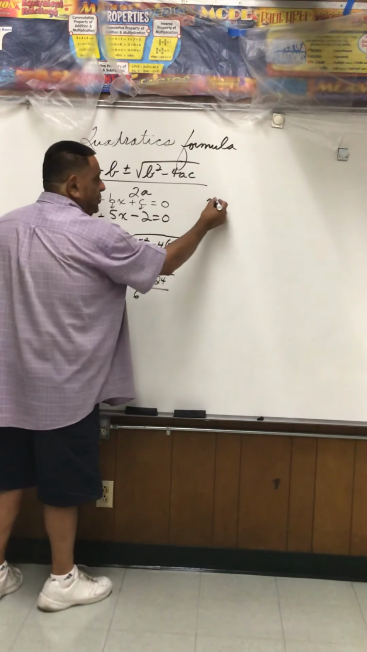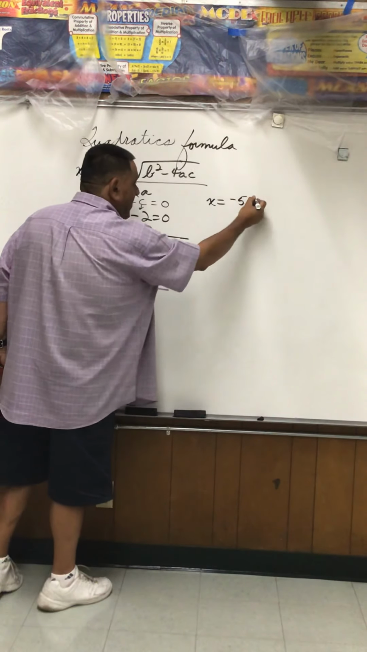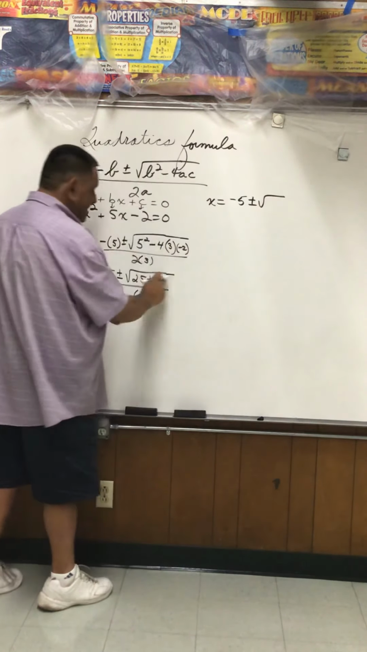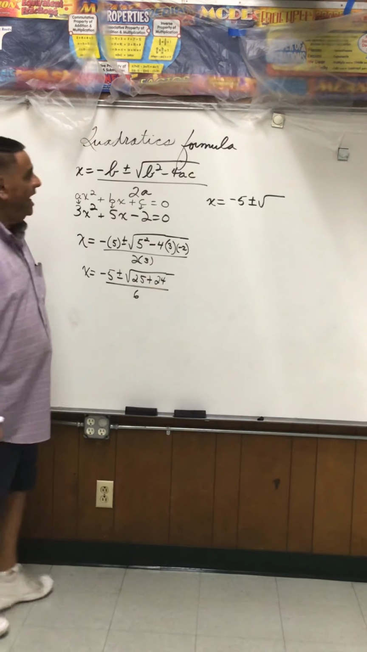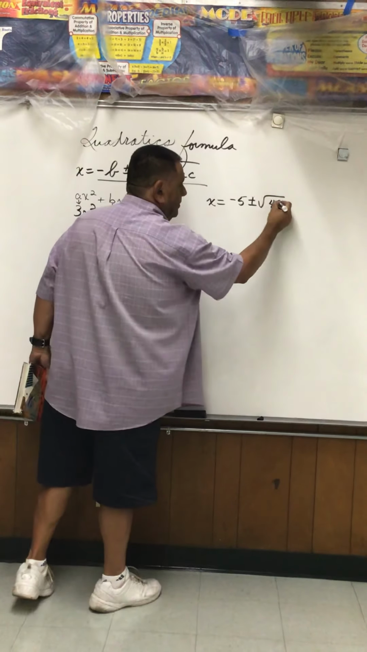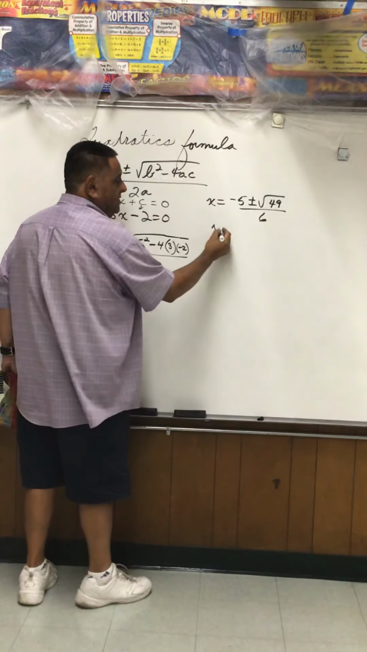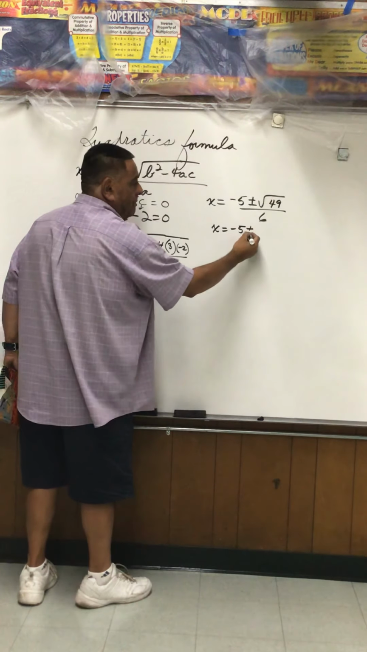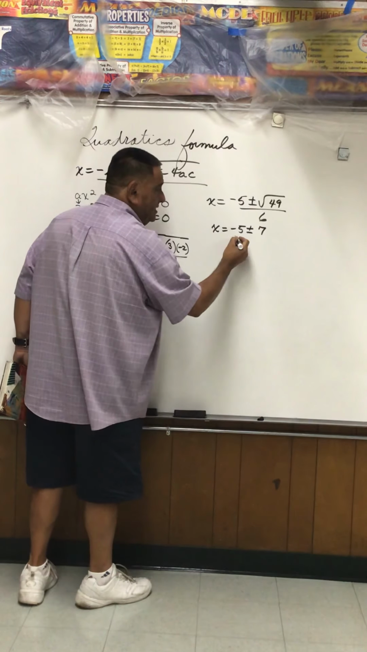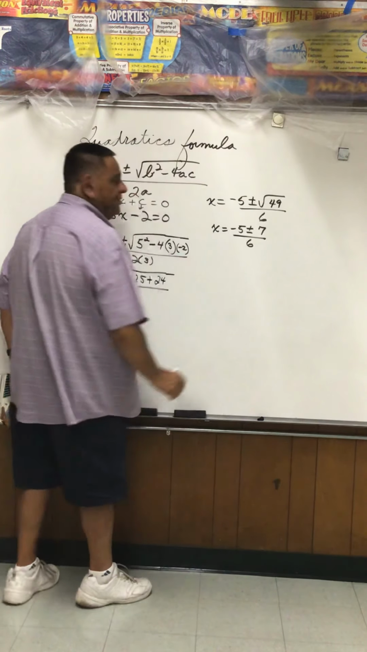Simplify. So we have x is equal to negative 5 plus or minus the square root of, let's add those two, what do we get? 49. Isn't that beautiful? Over 6. So we're going to simplify 49. So x is equal to negative 5 plus or minus 7 over 6.